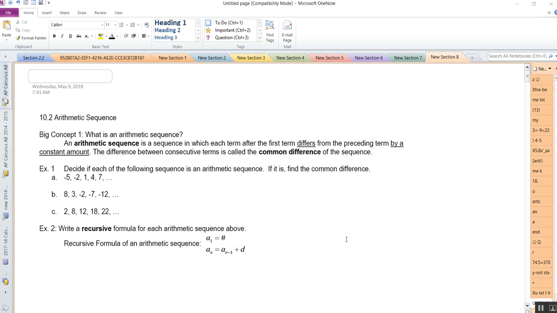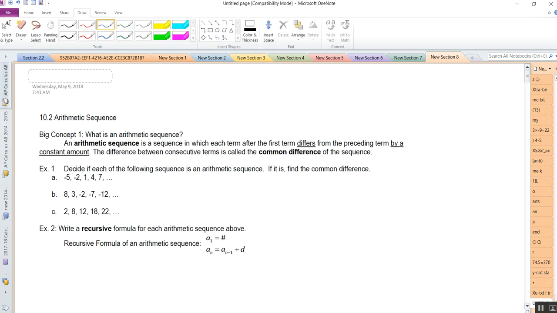As you see in the definition below, it's simply a sequence in which each term after the first term differs from the preceding term by a constant amount. Okay, that actually does seem a little confusing. So really what it is, is just a pattern of numbers with a common difference between consecutive terms. I'll give you an example.